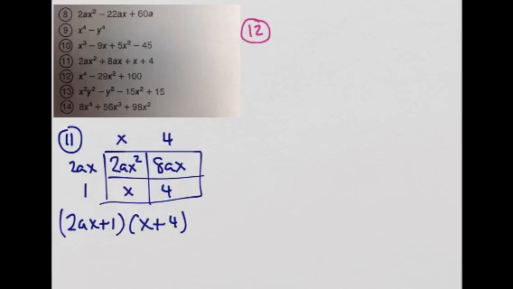Alright, 12 could be considered as a quadratic because I have this power twice as big as that power, and I have 1, 2, 3 terms. So we have to think of factors of 100 that add up to negative 29. And the factors are 25 times 4. So we're going to say x squared minus 25 and x squared minus 4.